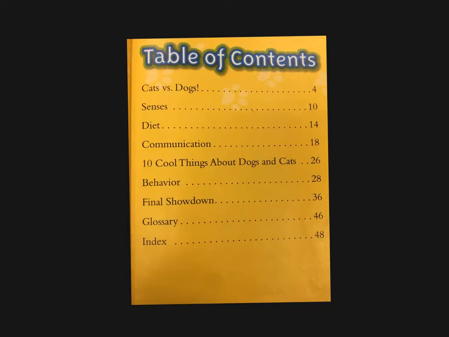Stop and think to yourself, what is the genre of this book? The genre of this book is nonfiction. I know this because it is giving us information. The table of contents, the glossary, and the index are some of the text features that will be used to help us understand cats versus dogs and what the author really wants us to know about it.